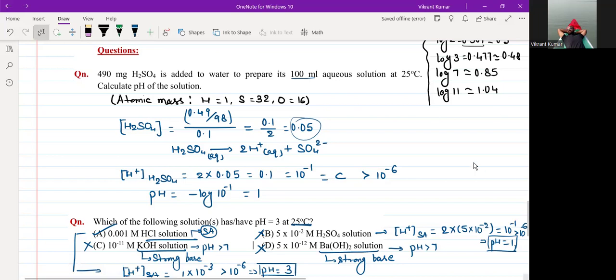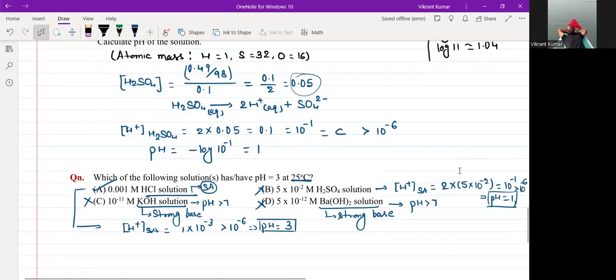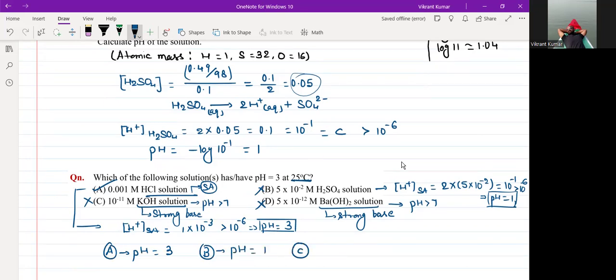Is it okay? अच्छा, if I ask you C और D का कितना आता pH? A के लिए तो हम लोगों ने बोल दिया, A के लिए pH is 3. B के लिए बोल दिया pH is 1. If I ask you C के लिए pH कितना होगा? How much? C के लिए देखो ना, OH minus from strong base कितना आ रहा है?